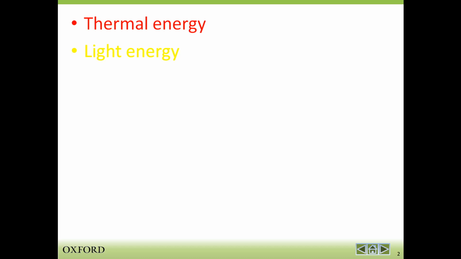Second one is light energy. You can see all things because the light reflects on the object and then reflects to your eyes, so you can see it. So the sun can produce light energy. A lamp can produce light energy.